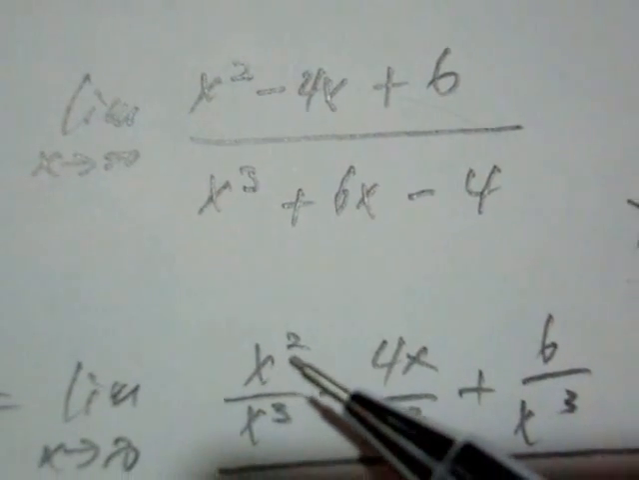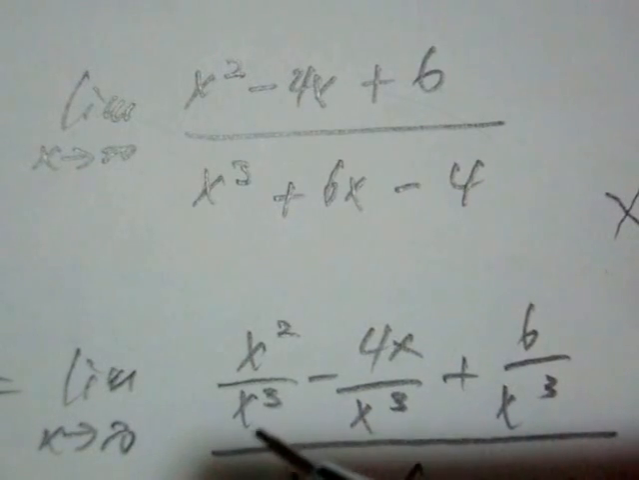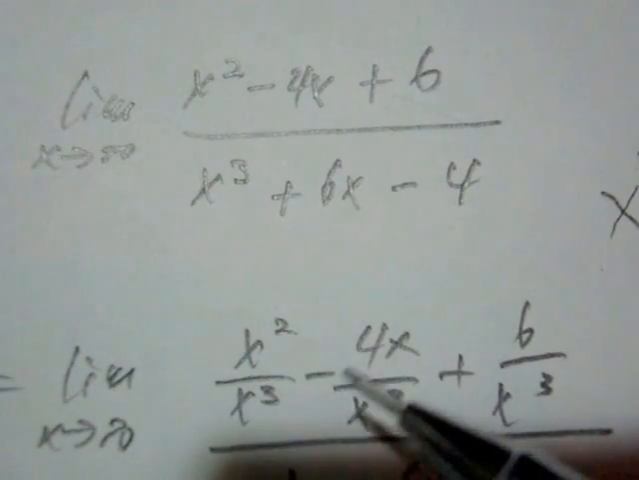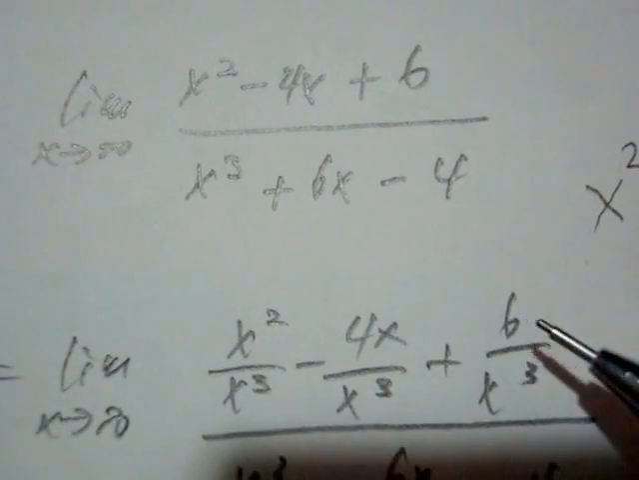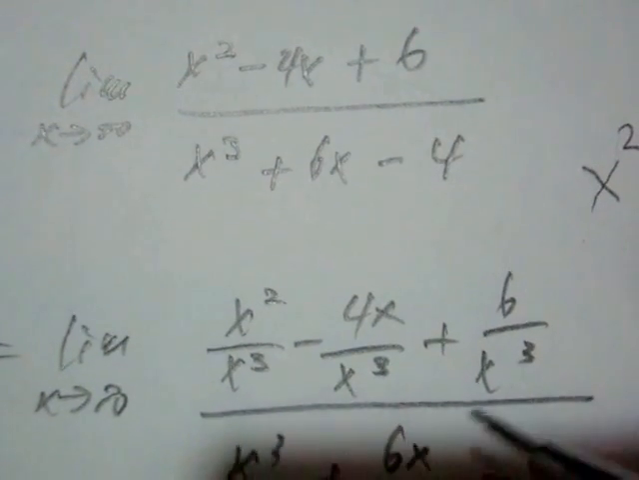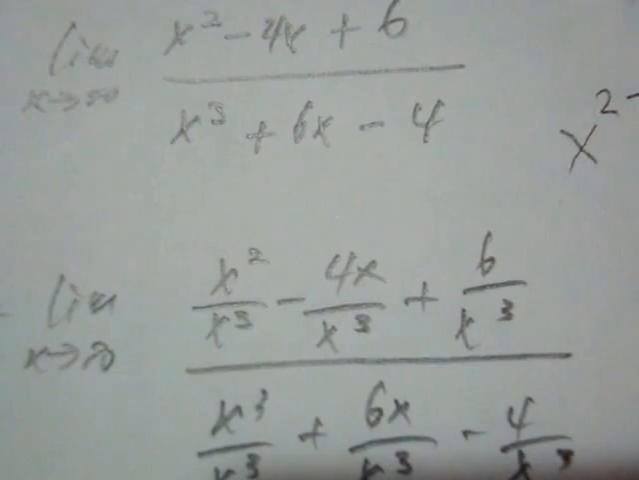So for the numerator, it will be x squared divided by x to the third, minus 4x divided by x to the third, plus 6 divided by x to the third. It's the same concept for the denominator.